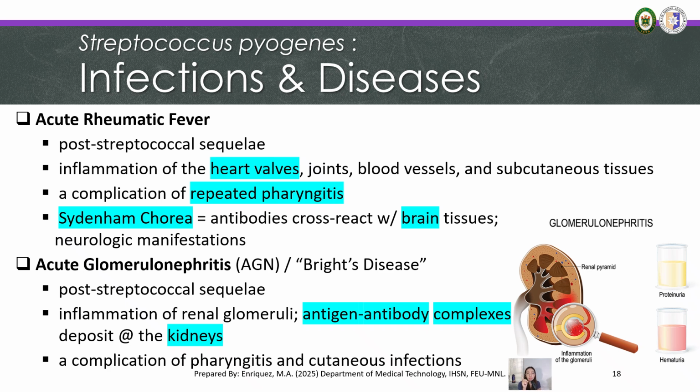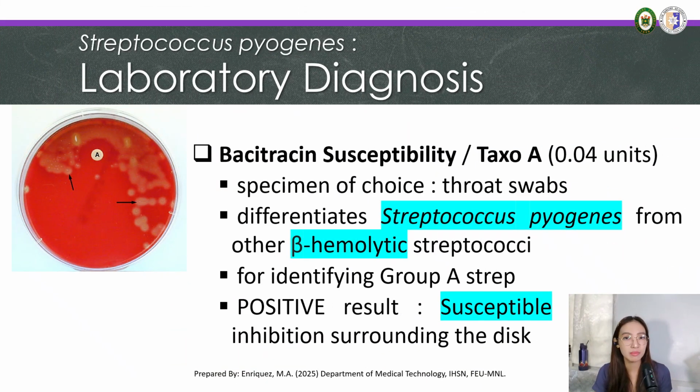Anyway, both acute rheumatic fever and acute glomerulonephritis are referred to as post-streptococcal sequelae. Okay, so when we say post-streptococcal sequelae, this means that these are diseases that develop after a previous streptococcal infection. Meron munang naunang streptococcus infection yung pasyente that led to the development of these two diseases. Let's proceed to laboratory diagnosis.